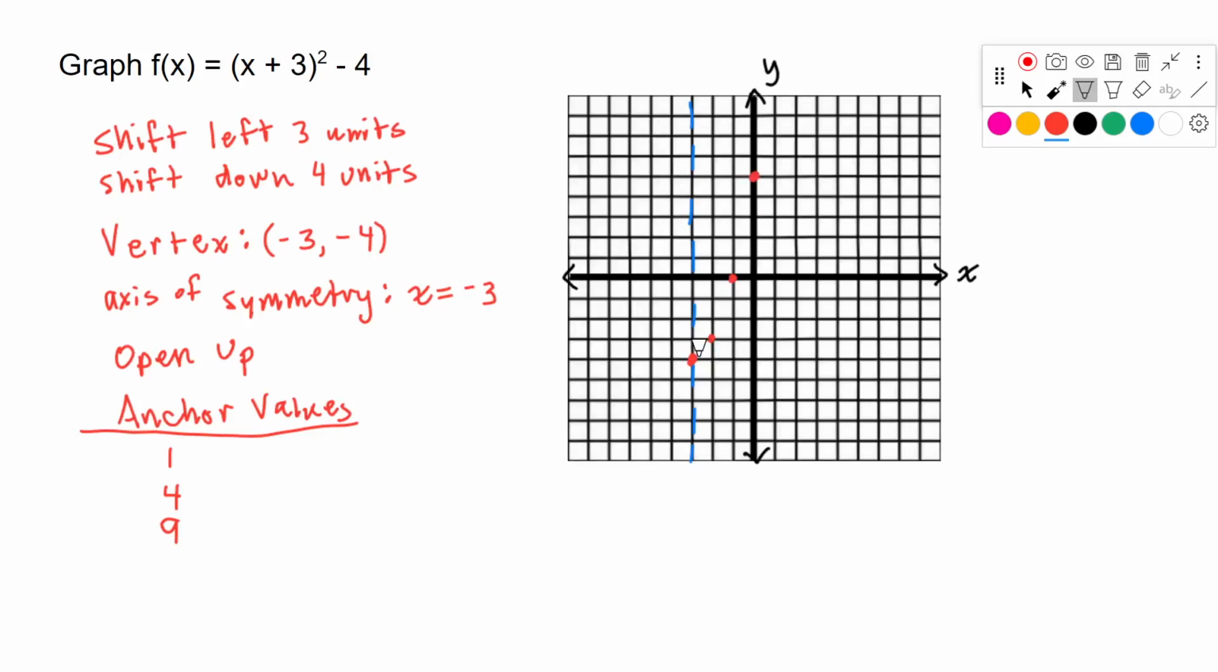And because we know parabolas are symmetrical, we can plot points on the other side of the line of symmetry or axis of symmetry that are mirror images of the points we plotted on the right. And then we can plot our parabola.